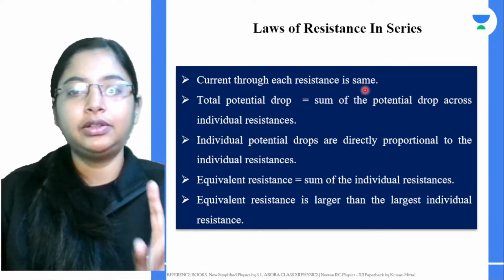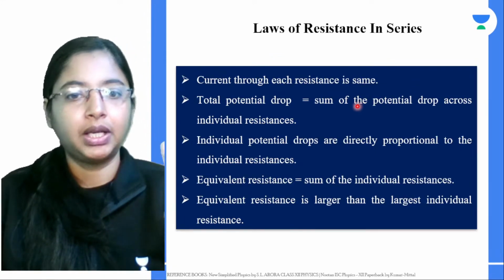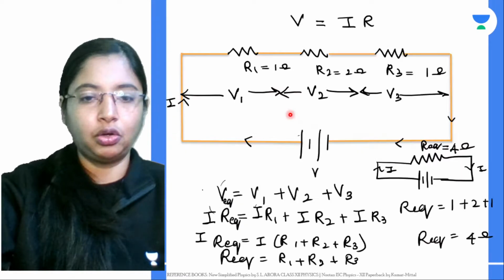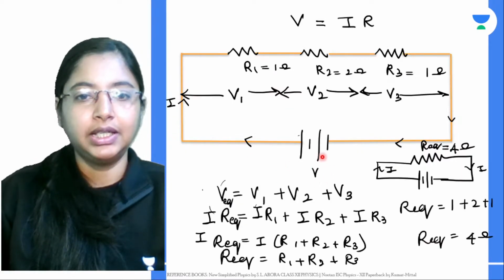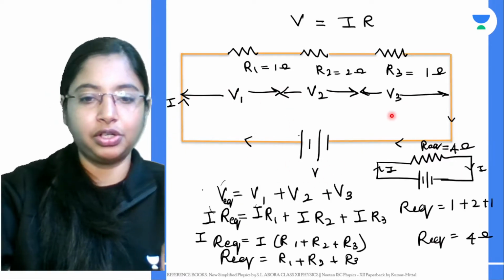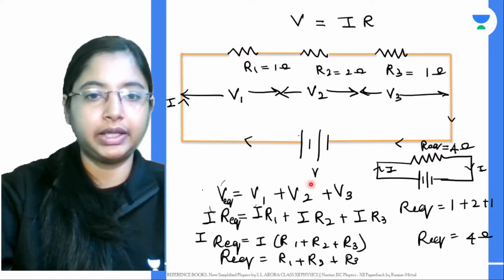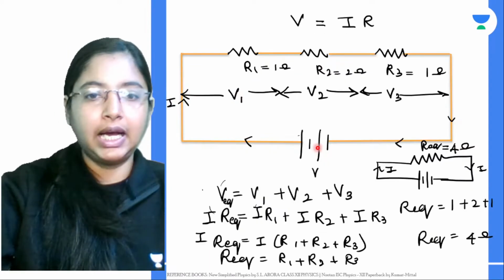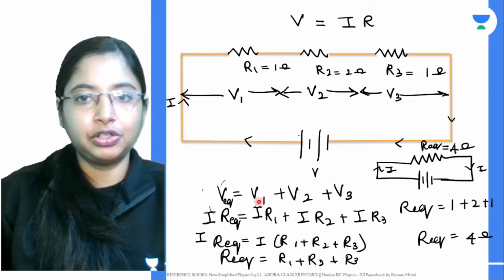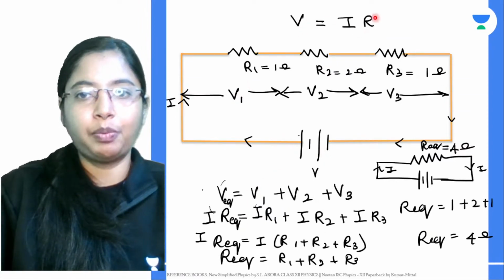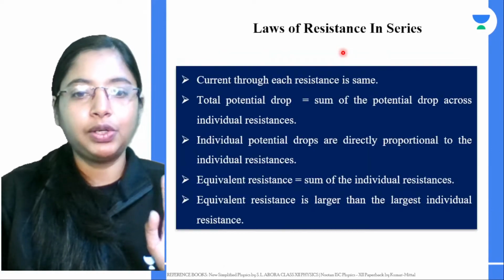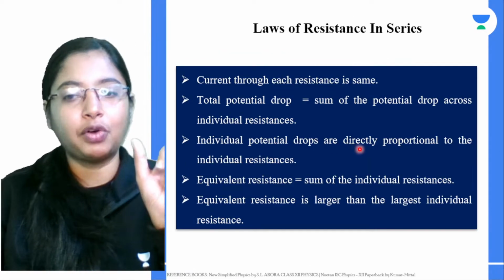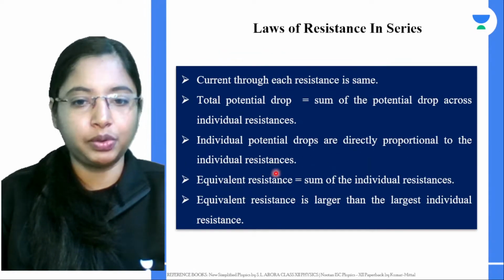Alright, so what are the laws that we're seeing for resistors in series? One is the current through all of the resistors is the same. The total potential drop that we are seeing is equal to the sum of the individual potential drops. That's what we began the equation with, right? Now, the individual potential drop V is proportional to R, right? Individual potential drop of all these resistors is proportional to the individual resistors.